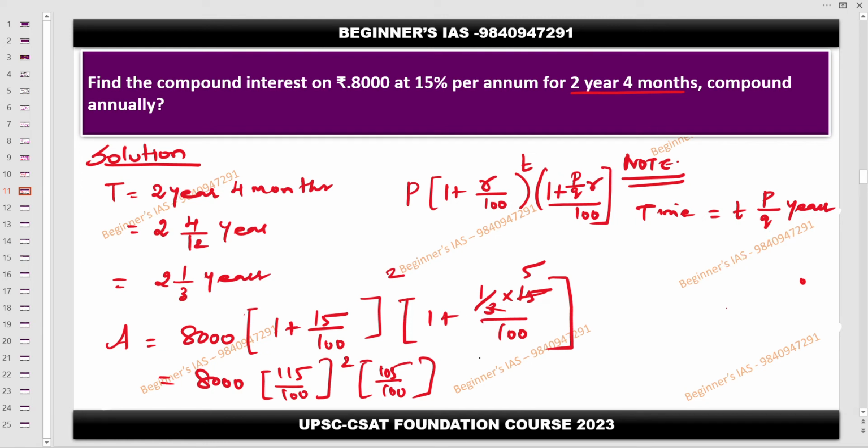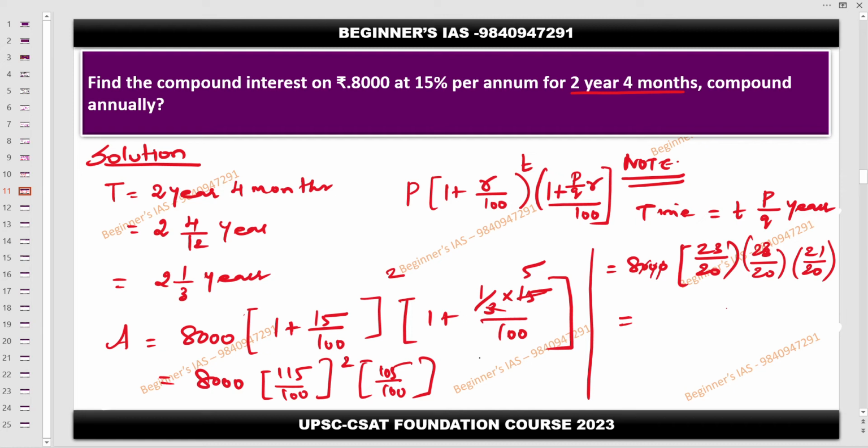You can use this one if t is in terms of a mixed fraction. Then you go by cancellation also. So here it will become 23 by 20. Then again 2 times, power is 2, therefore again 23 by 20. Then here 21 by 20. Then you can cancel the zeros. Then 8 also cancels, 2 fours, then 4 twos are 8, that cancels.